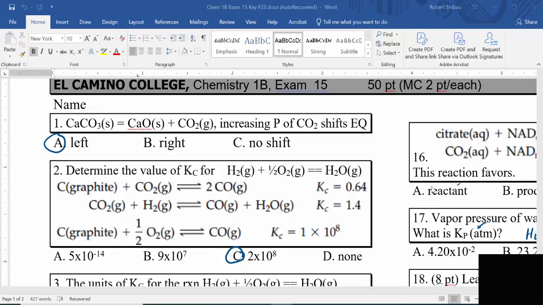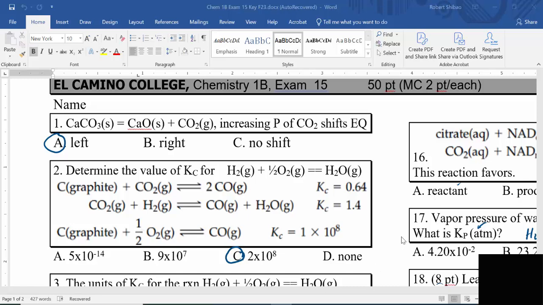And the same thing goes for calcium carbonate. If I increase the amount of calcium carbonate, will it shift right? No, I just need some calcium carbonate in there, but it's going to have no impact. And so there'll be no shift for the other two. Whereas CO2, there will be a shift because that's going to change the concentration. It's also going to change the pressure.